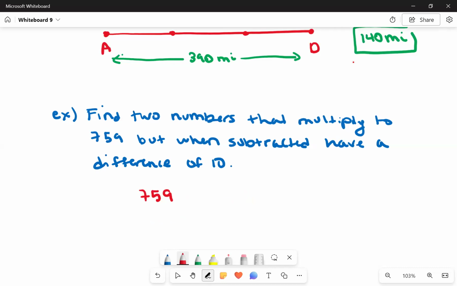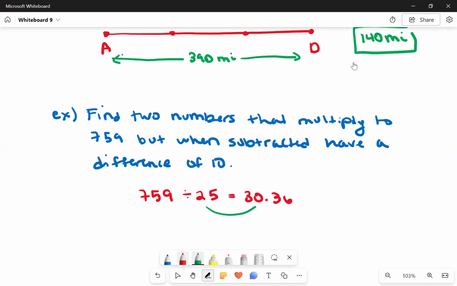So 759, let's see, that's kind of close to 800 or so, or 750. So I'm tempted to try dividing by 25. I know it's not going to go in evenly, but I'd like to see what I get when I divide 759 by 25. I want to see how far away I am. Okay, so what I got was 30.36 when I divided that. I'm like, okay, actually, the difference between these two numbers isn't too far. There's only a difference of 5.